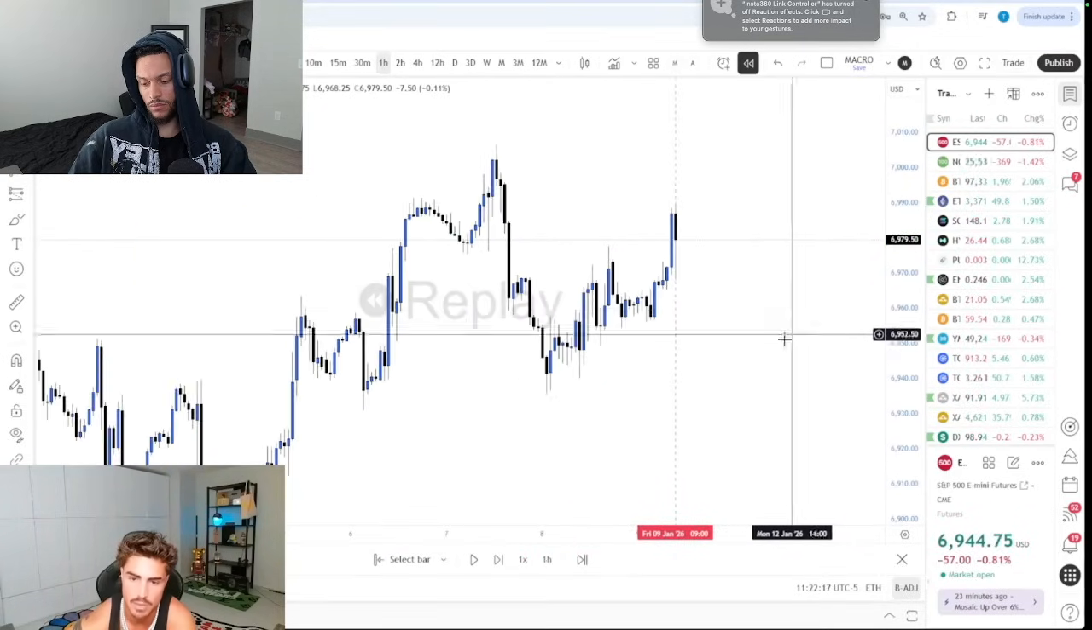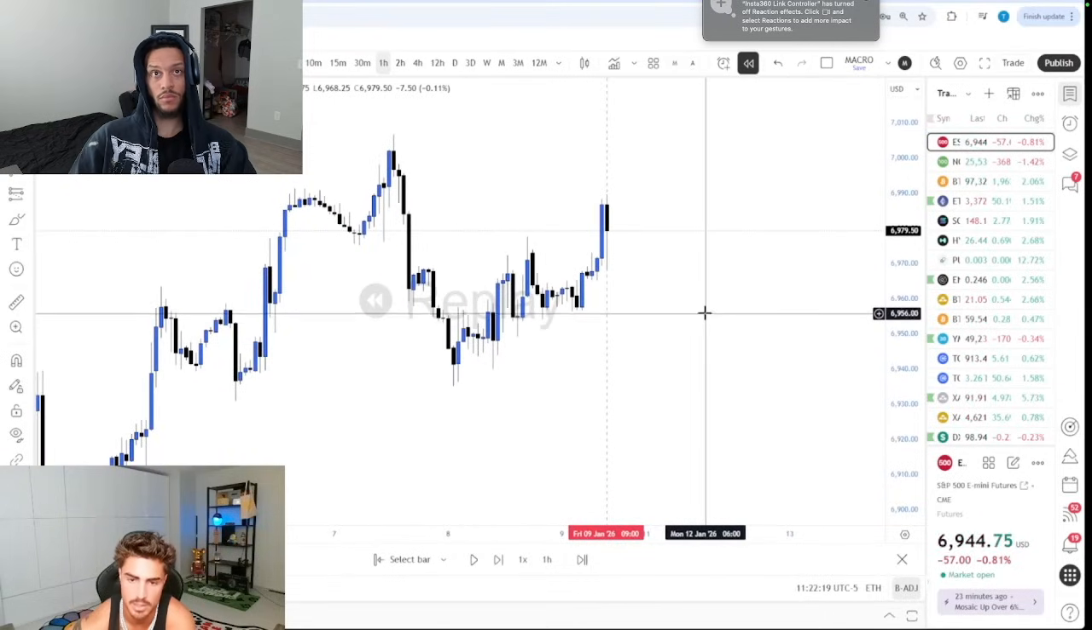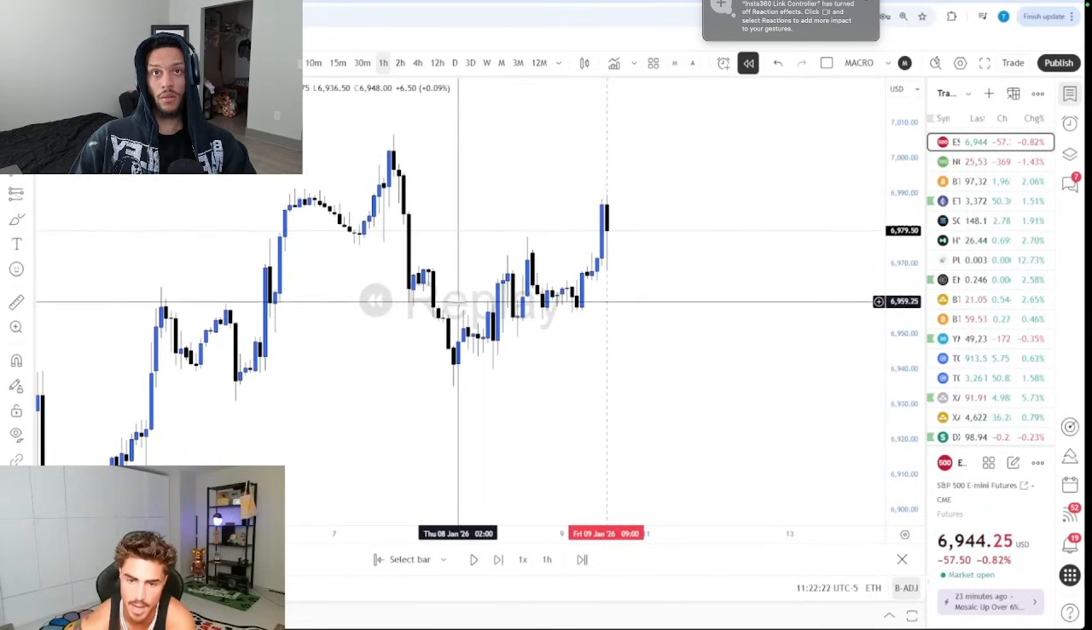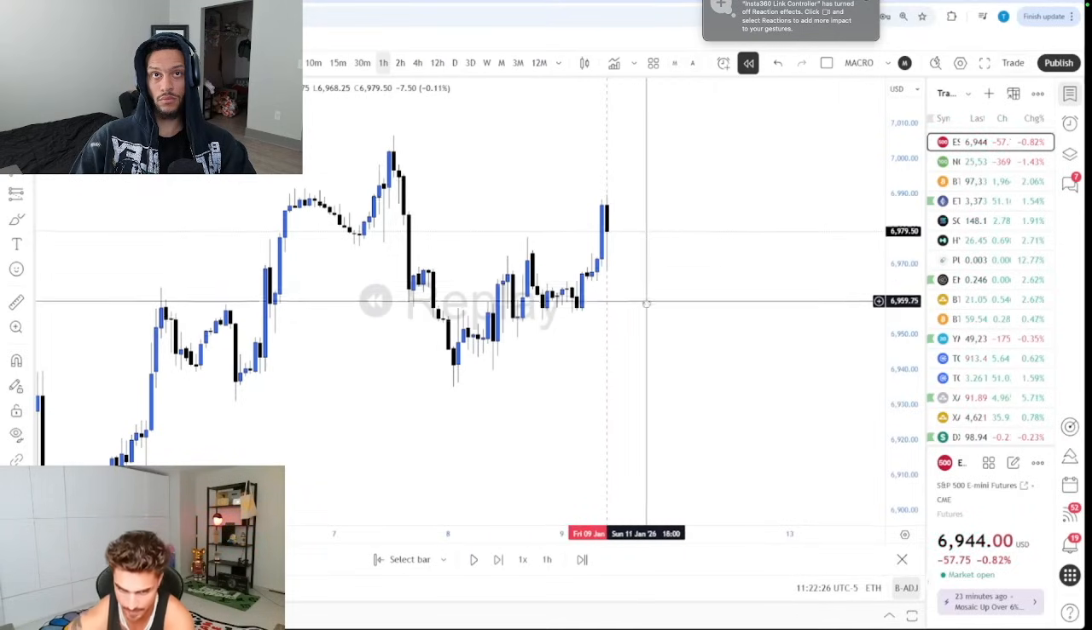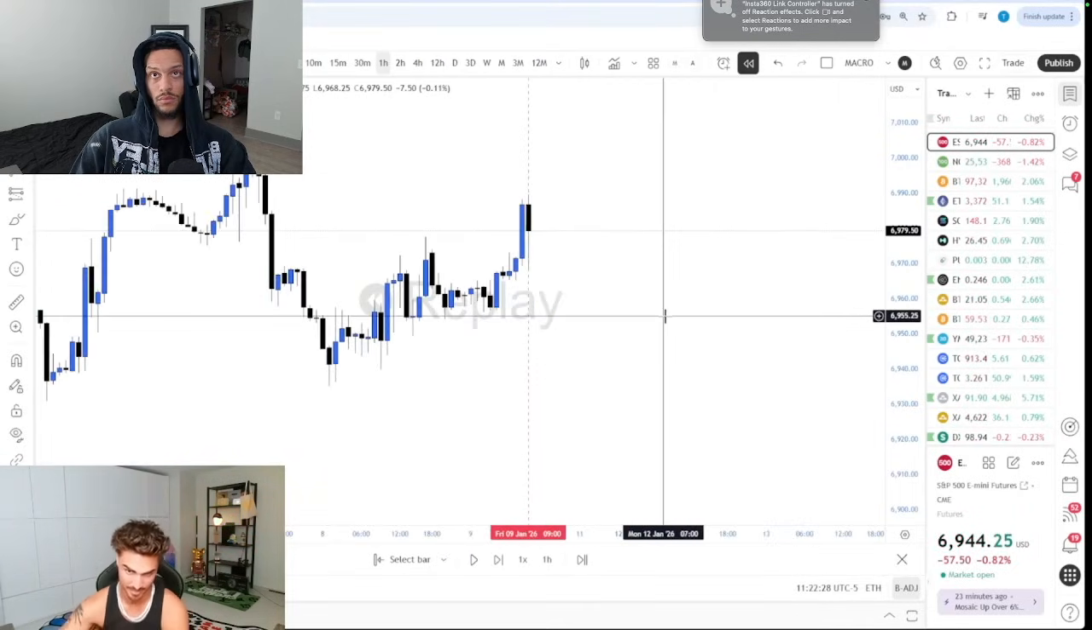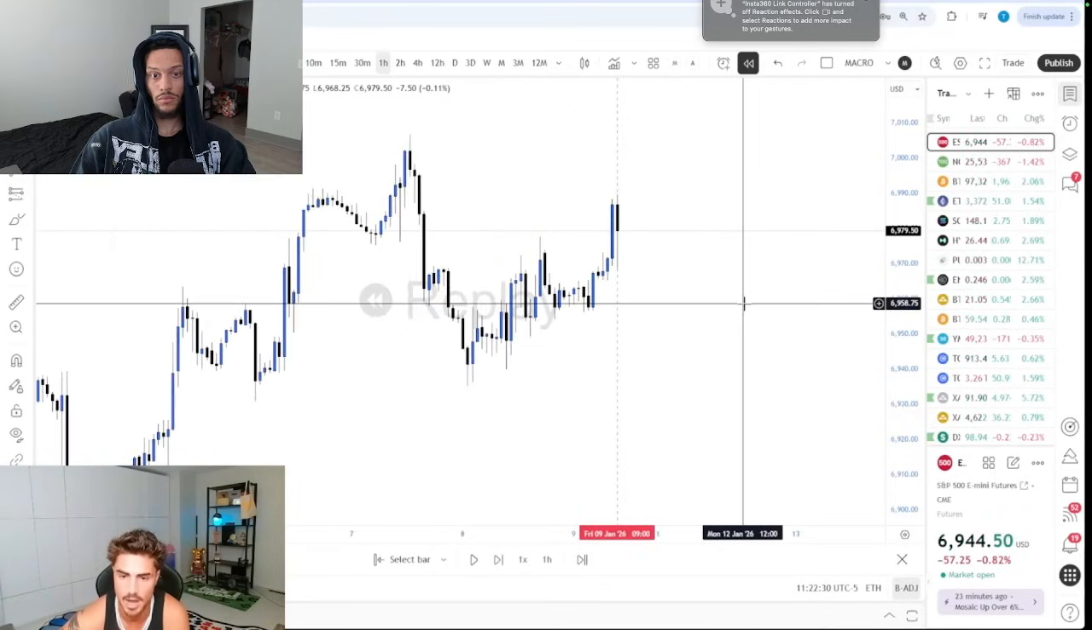If we go down to the hourly time frame, it's a little bit clearer for us, right? We can see the 4-hour high is right here. We break above it, we come down, we continue higher, higher, higher. And on the 1 hour time frame, we are in a very obvious and clear uptrend.